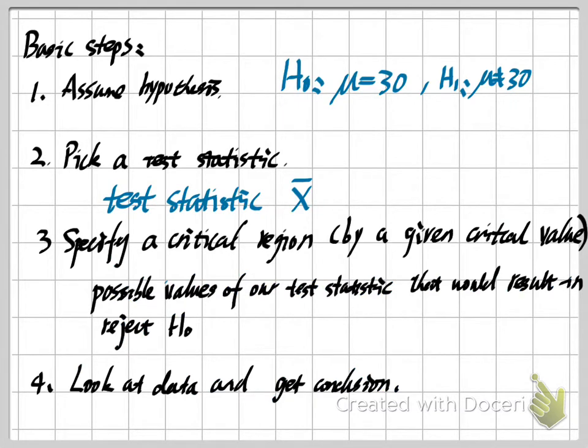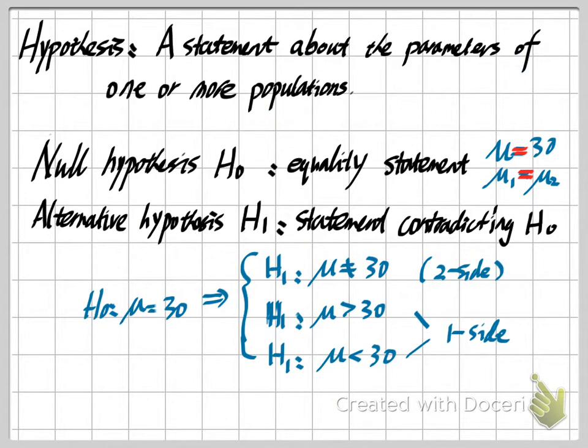We want to do this about our population mean. For example, we can say the null hypothesis is that the population mean equals a specific value. And then we can have three different alternative hypotheses: one is the two-sided hypothesis, and the other two are one-sided hypotheses.